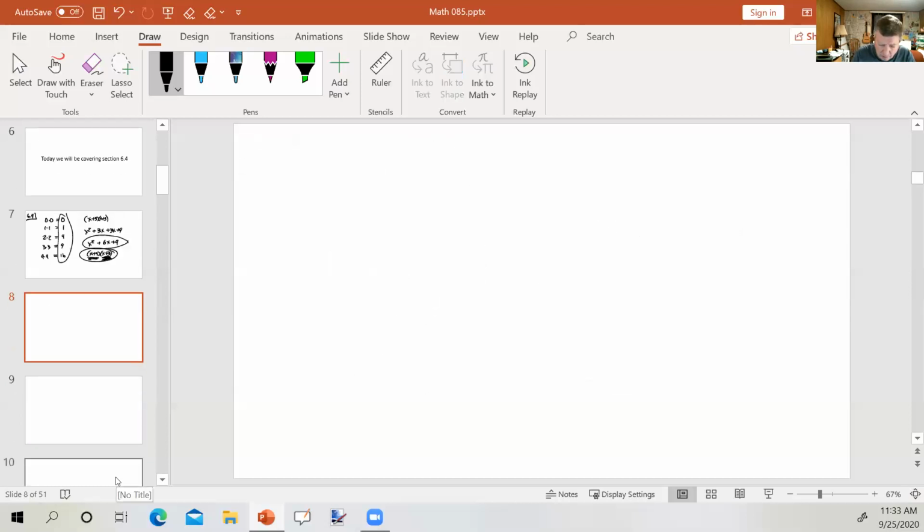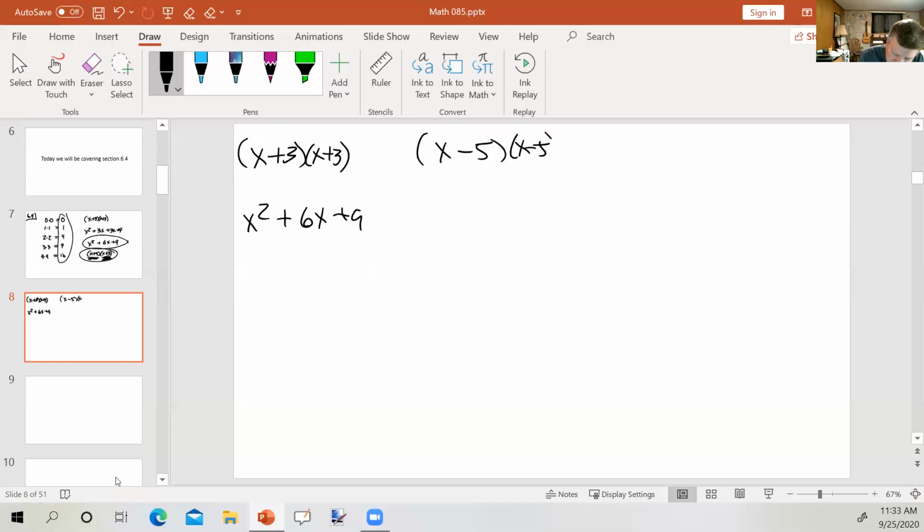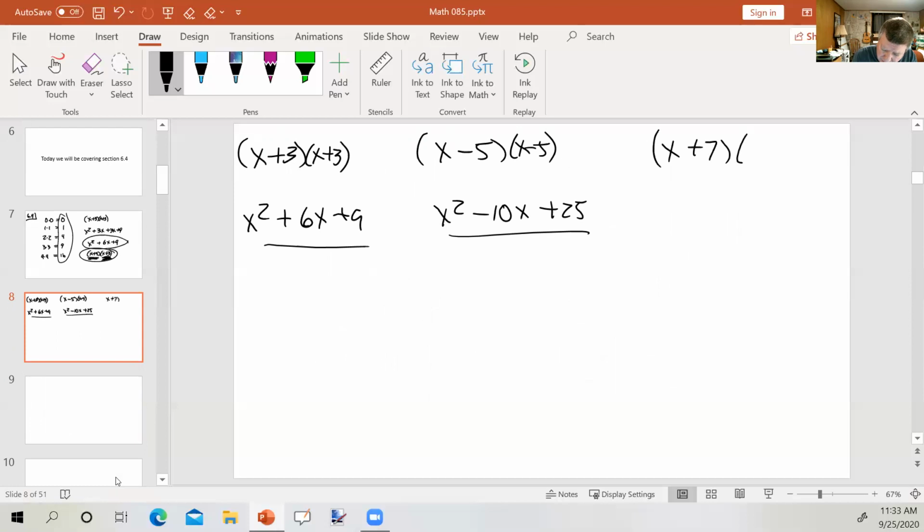No. So let's take a look at some examples. Let's go back to that one we just started with. x plus 3 times x plus 3 is x squared plus 6x plus 9. x minus 5 times x minus 5 would be x squared minus 10x plus 25. I'm skipping the steps of FOILing it together, just wanting to get to the answers. x plus 7 times x plus 7 would be x squared plus 14x plus 49. Again, I'm skipping the steps to get there, but those would be the resulting perfect square trinomials.